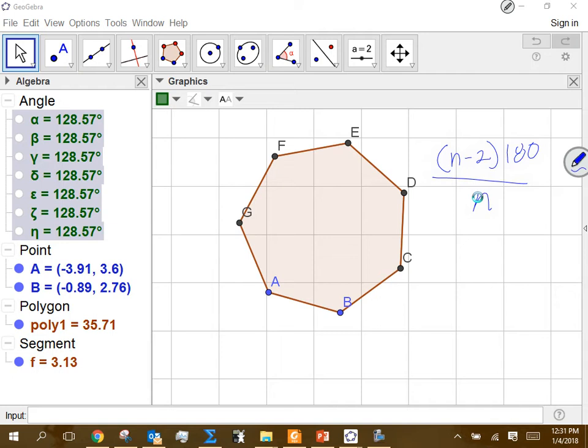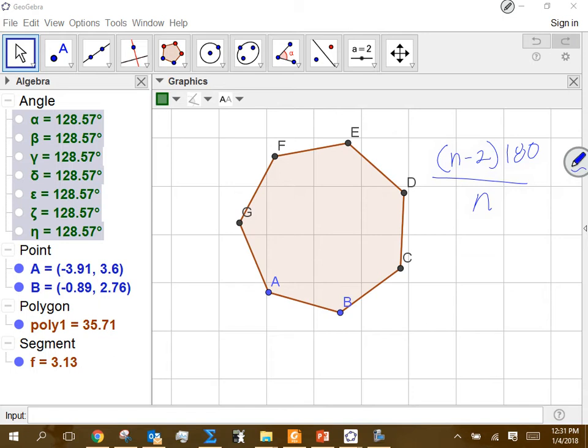I want to divide by n. Won't that give me the average? Okay. If they're all the same, and I know what they all add up to, but I only want one of them, I'm taking an average. So n minus 2 times 180 tells me the total, 900. Those 7 angles are all the same, so I take the 900 divided by 7, and I get, in that case, 128.57.